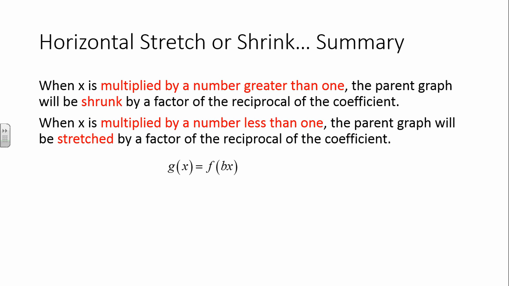So here's our summary for the horizontal effects, stretching and shrinking. If you're multiplying the variable by a number, replacing the variable with the variable times a number, and that number happens to be bigger than 1, it's going to shrink it. A number less than 1 is going to stretch it, which sounds backwards, but that's just the way it is. So again, in our equation, g of x would equal f of b times x, and it depends whether b is a number bigger than 1 or less than 1, whether it stretches it or shrinks it.